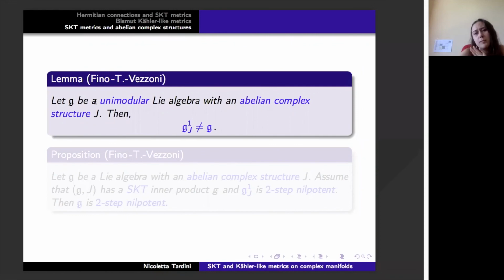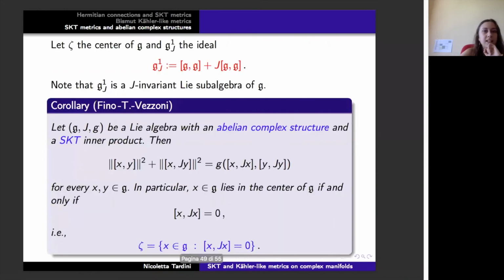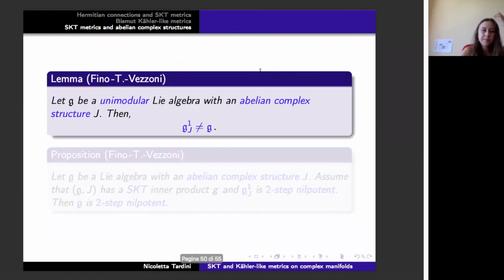The idea of the proof is to do it by contradiction. Assume that G1J is equal to G, then this would mean that the Lie algebra itself can be written as an abelian ideal, because J, the complex structure, is abelian, so this is abelian, plus J and the same abelian ideal. So under our assumption, using a result by Barberis and Dotti and Andrada Origlia, at the end you would get that the Lie algebra would be nilpotent.